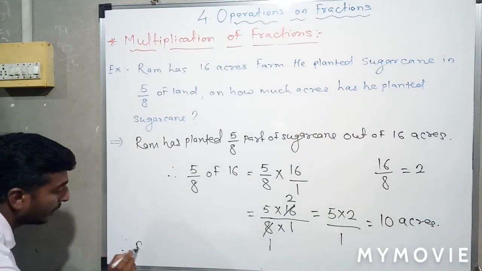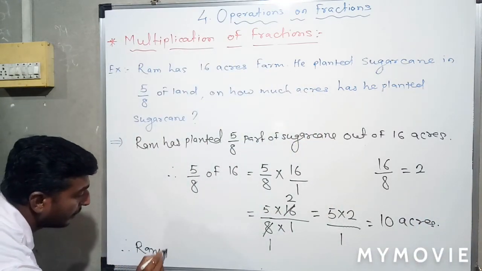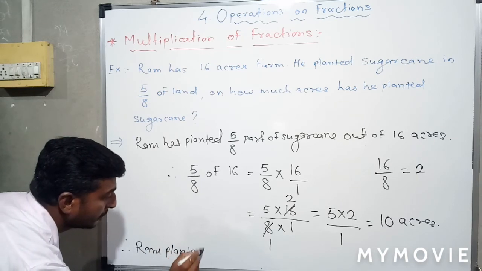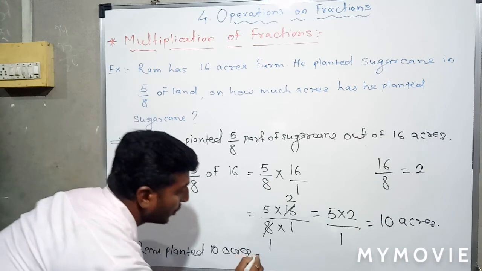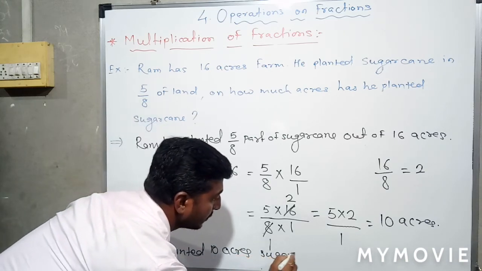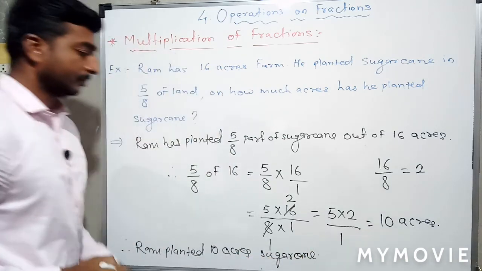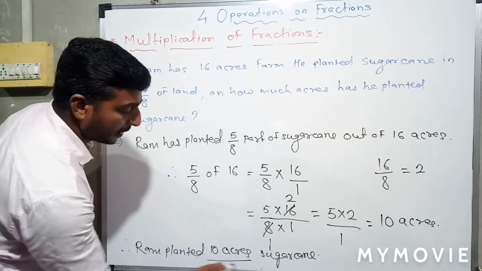Therefore, Ram planted sugarcane on 10 acres. So this is your answer, 10 acres.